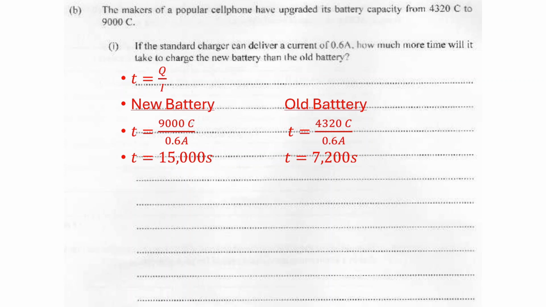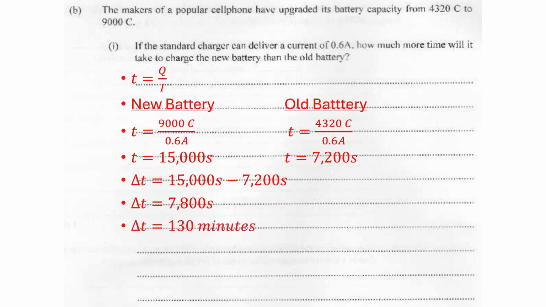So how much longer will it take? Well, the change in time will be the difference between them. So 15,000 minus 7,200 gives you 7,800 seconds. Converted to minutes, dividing by 60, that would be 130 minutes. Converting to hours and minutes, dividing by 60, that would be 2 hours and 10 minutes.